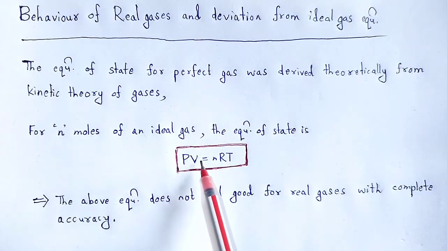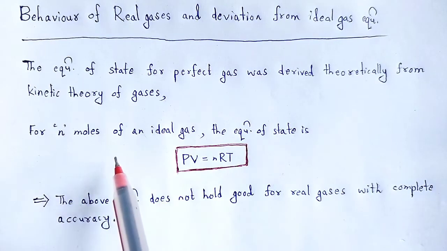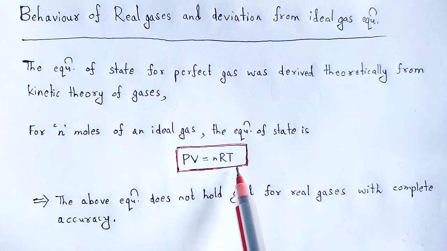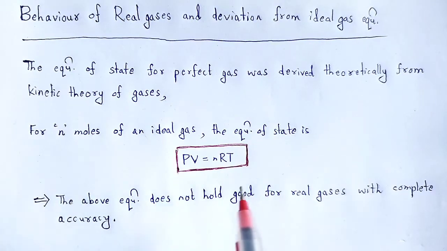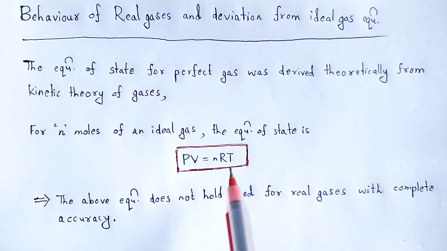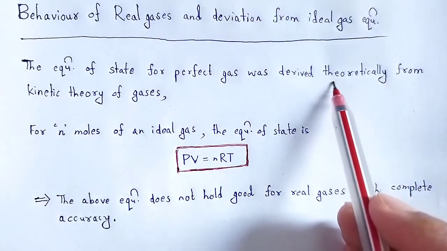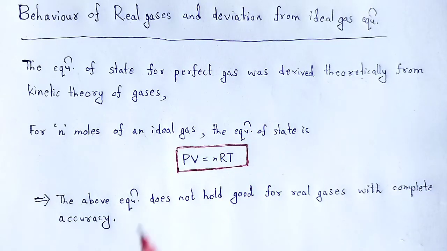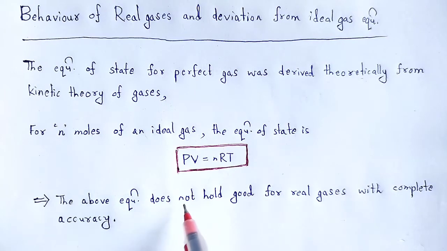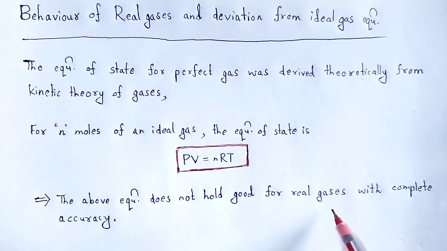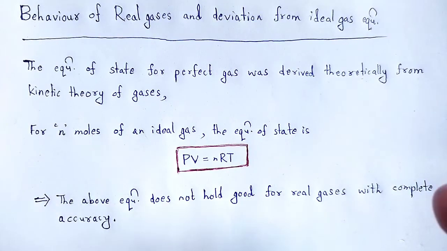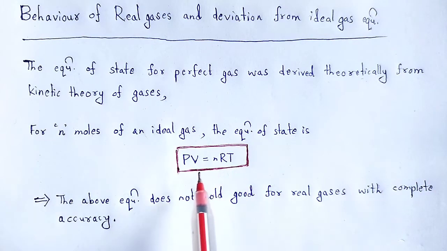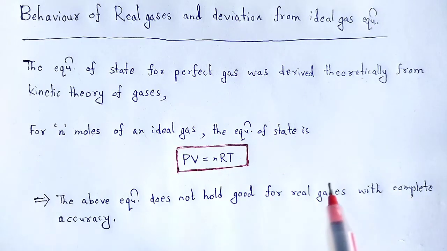P is the pressure, V is the volume, n is the number of moles of gas molecules, R is the universal gas constant, and T is the absolute temperature. This is the ideal gas equation. It is the theoretical one. Actually, that is not possible, and the above equation does not hold good for real gases with complete accuracy.